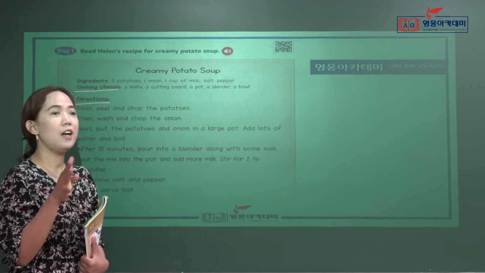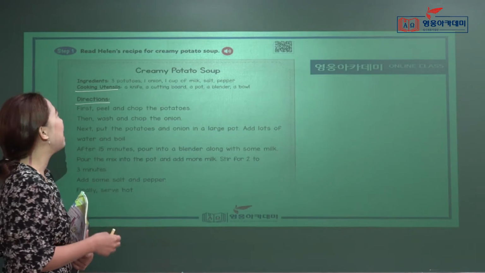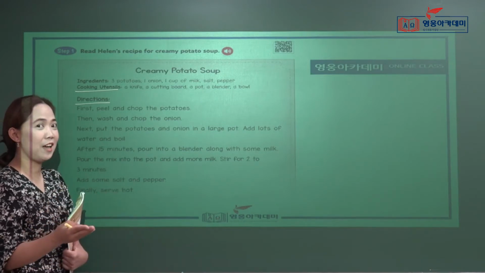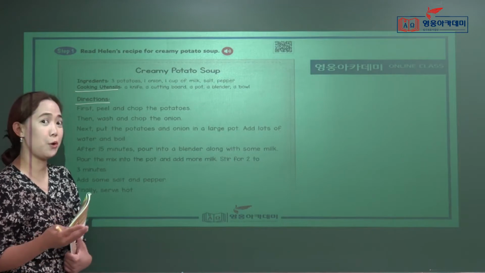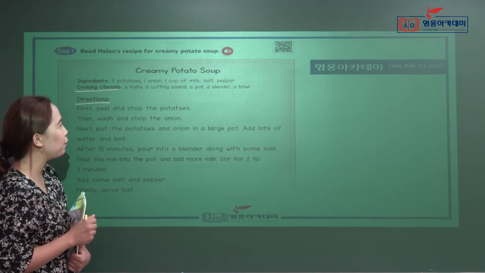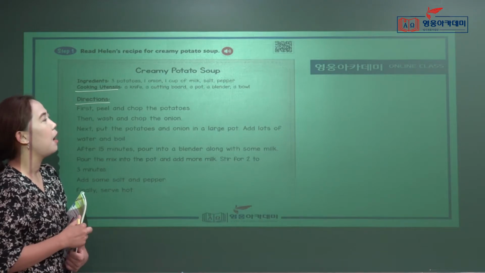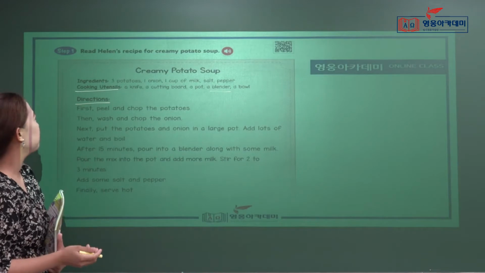This time, not that slow, okay? Let's read. Ready? Start. Ingredients: 3 potatoes, 1 onion, 1 cup of milk, salt, pepper, cooking utensils, a knife, a cutting board, a pot, a blender, a bowl.